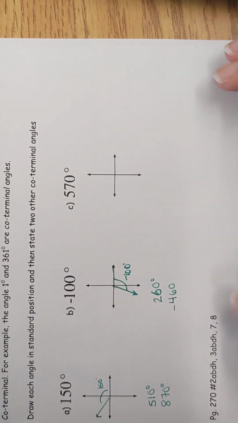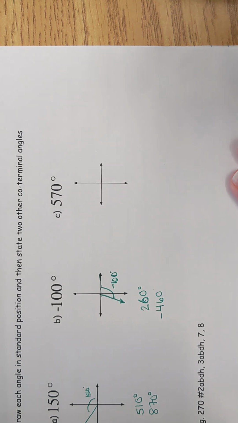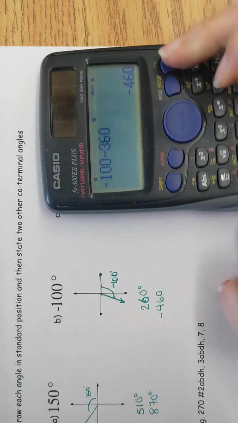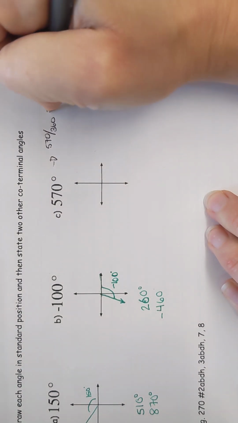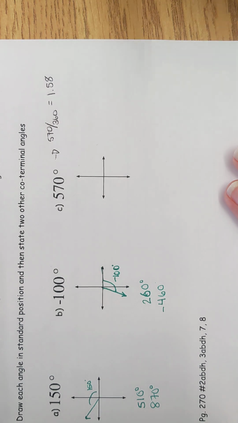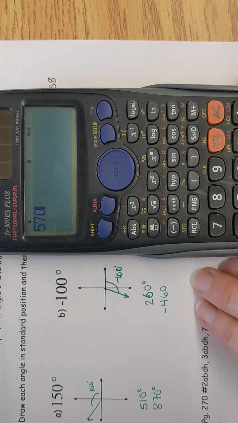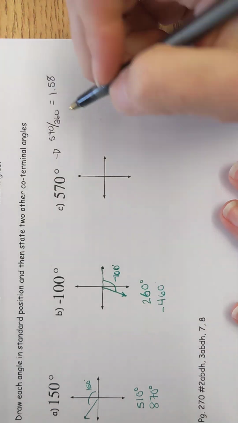All right, last but not least, I have this 570 degree angle. What I want to do here is figure out how many times around this is. So I'm going to go 570 divided by 360. That's about 1.58. This is the number of times that I'm rotating. Some of the questions in the textbook are going to ask you to calculate this number. I know that I'm going to go all the way around once, so I want to figure out what's left after I do that. I'm going to go 570 take away 360. That's 210.